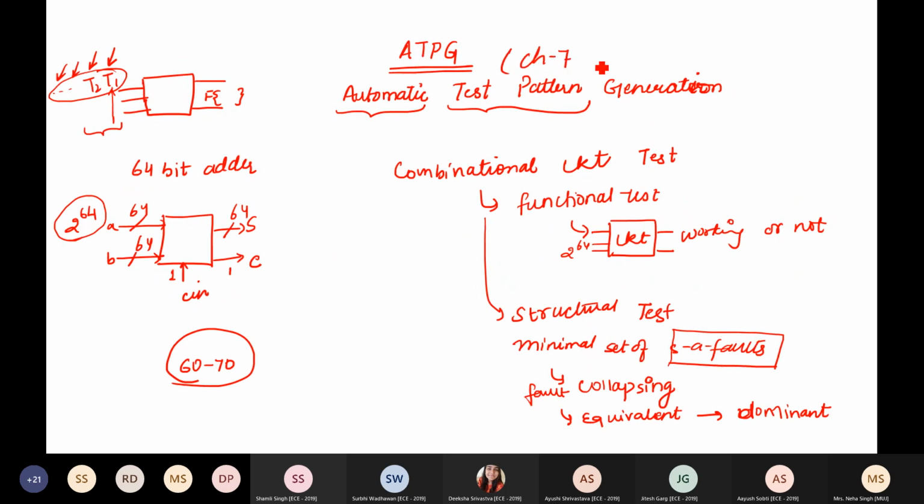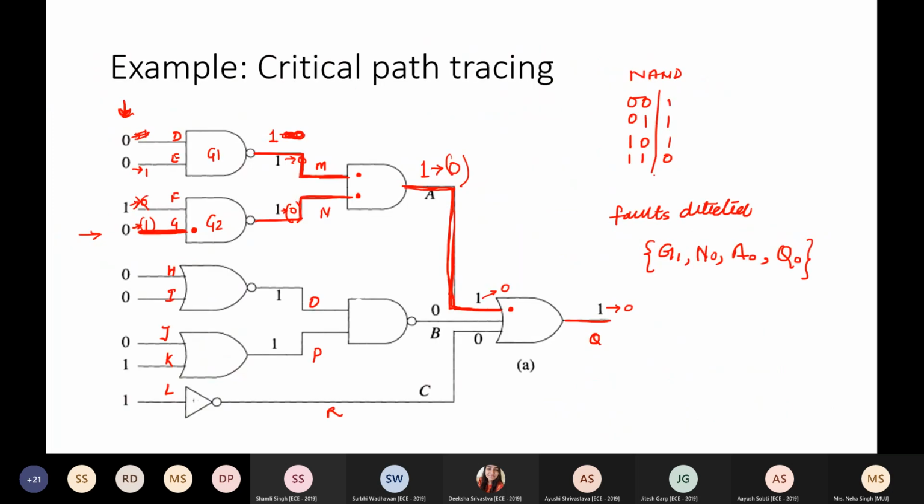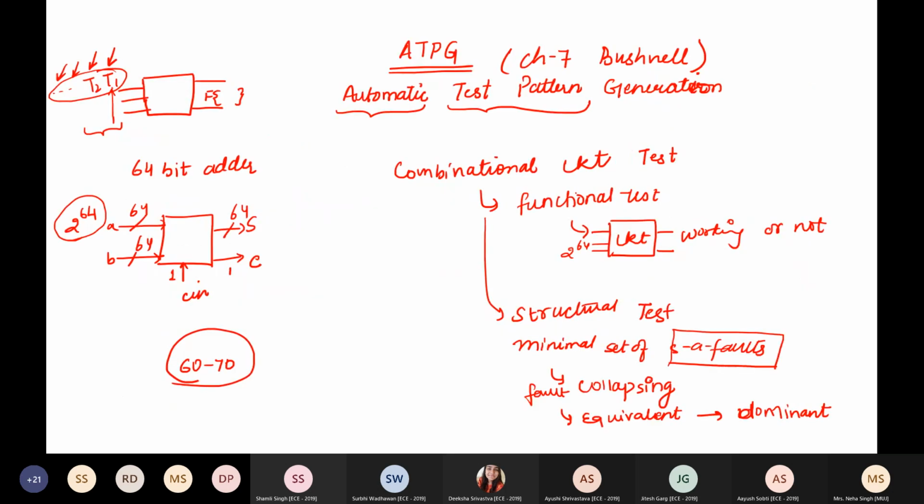This is chapter number 7 from Bushnell. Critical path tracing is not there in Bushnell. This is in the other book, in your reference. I don't exactly remember how to spell the name, Abramovich. That book covers critical path tracing. Now tomorrow we'll get into detail with chapter number 7 in Bushnell. ठीक है?